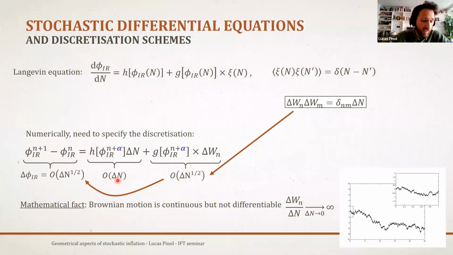So the drift term is just like in a normal ODE, it scales like delta n, easy. But then we have this delta W, the Wiener process, the noise itself. Actually, it is delta W squared which scales like delta n. This is due to the white noise here. And therefore, the noise term actually scales like the square root of delta n.